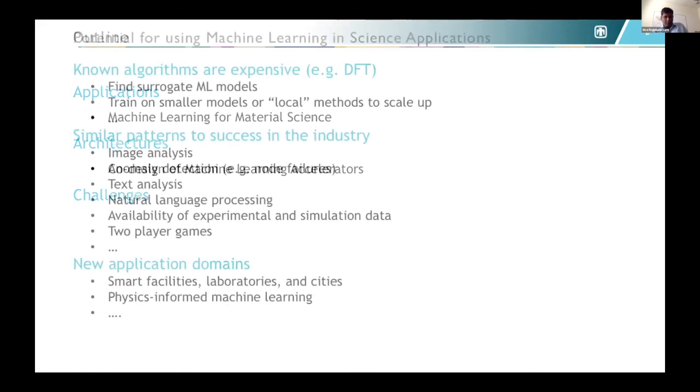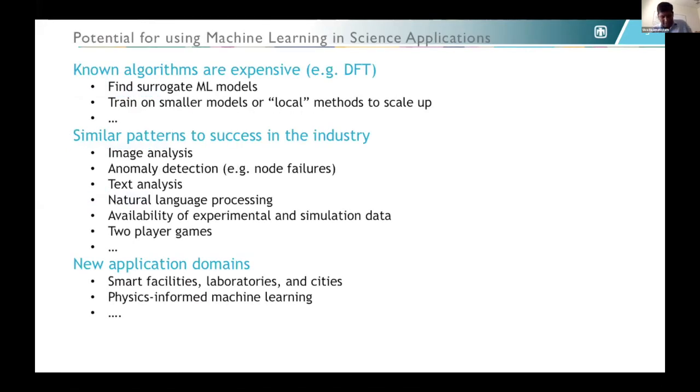Okay. So where is the potential for using machine learning in science applications? You can put them in three big buckets. There are known algorithms that we use for some science simulations, experiments, and they're very expensive. We would want to find surrogate machine learning models or train on smaller models, local methods, and to scale it up to large models.